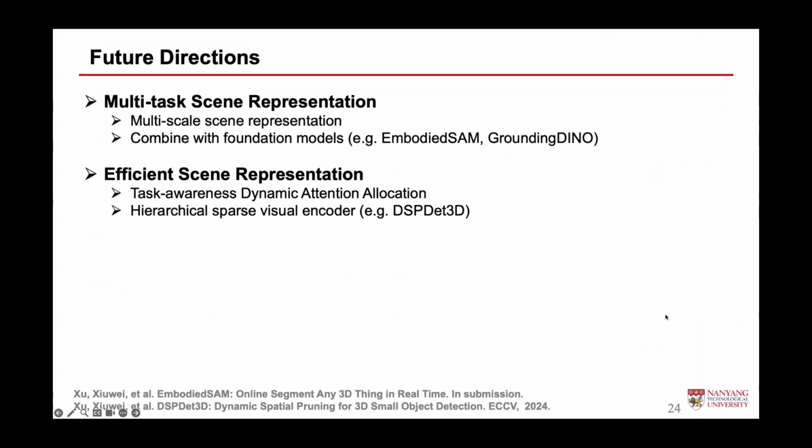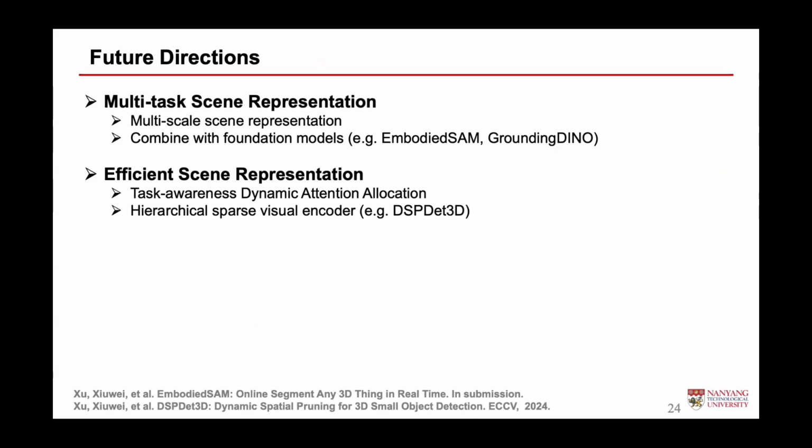Okay. So for the future directions, although currently we can find the task-related objects given the human instructions, we still have two challenges. The first one is a multitask, general scene representation. Why do we need this? Because in embodied tasks, like the household scenarios, besides navigation and object finding, we have a lot of other tasks. For example, we need to manipulate the fridge, right? But in our current work, we can just find the fridge. We cannot open the door of the fridge. And so we need a scene representation across different tasks.